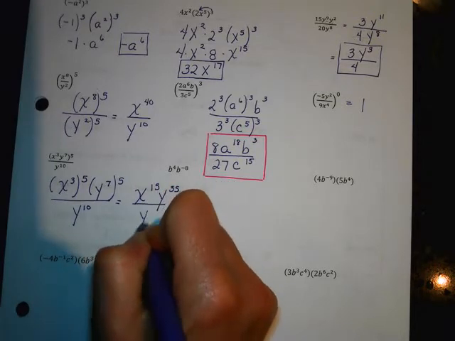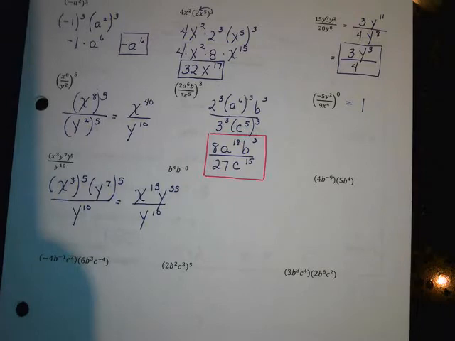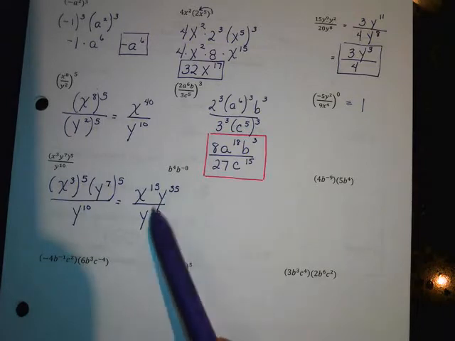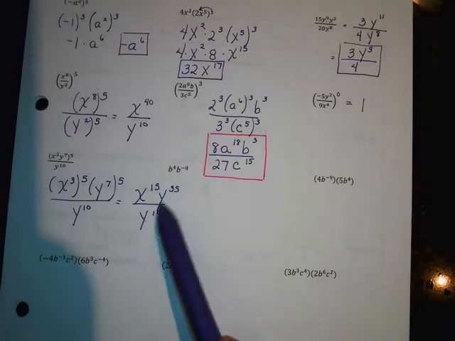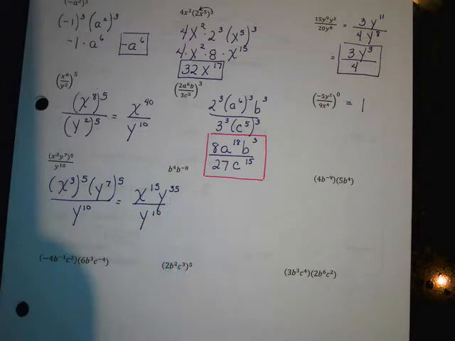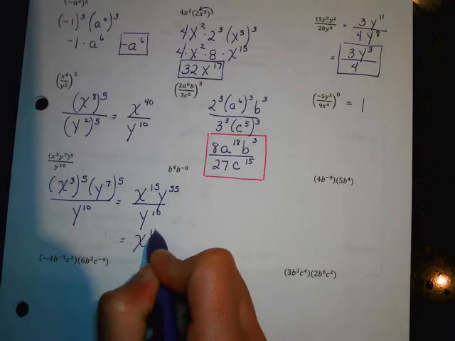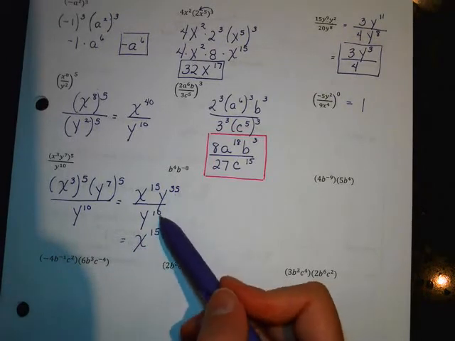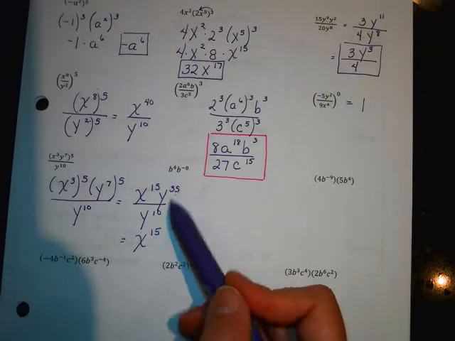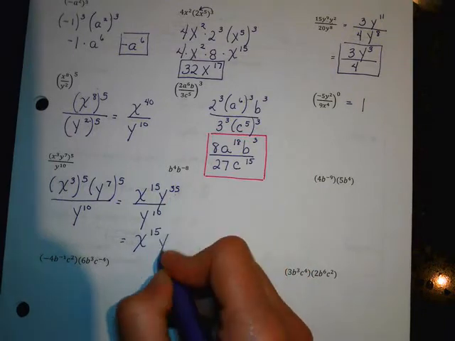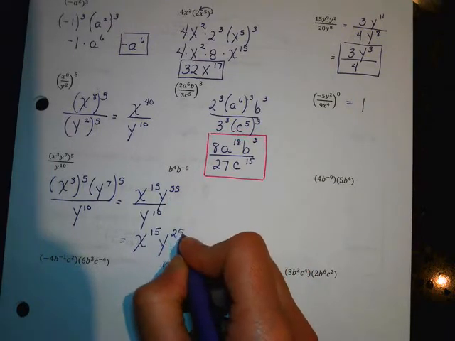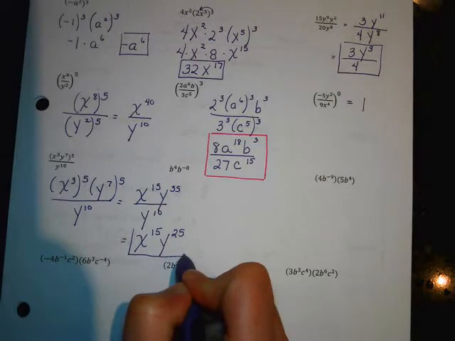So where do my y's stay? Do they go upstairs or downstairs? Well, I have more upstairs, right? So this will be x to the 15th. And then how many more do you have upstairs than downstairs? You see you have 35 here, 10 here. So you're going to have 25 more up in that numerator. And the denominator is just 1, so we don't need to worry about it.